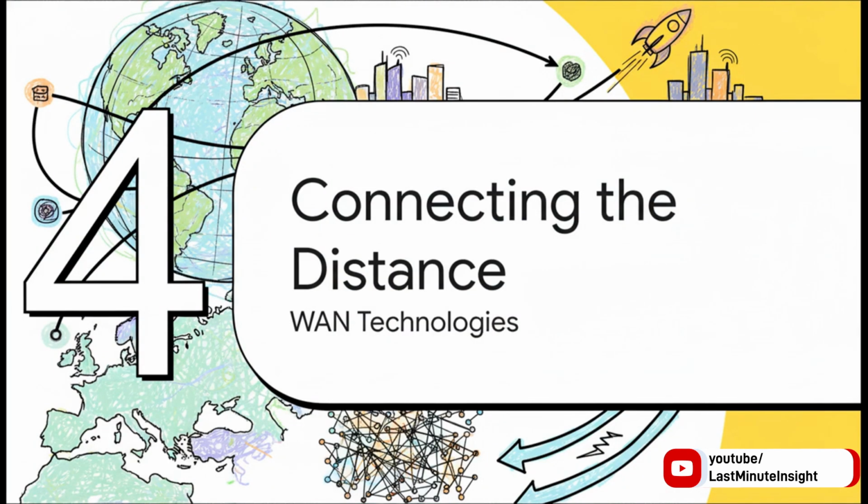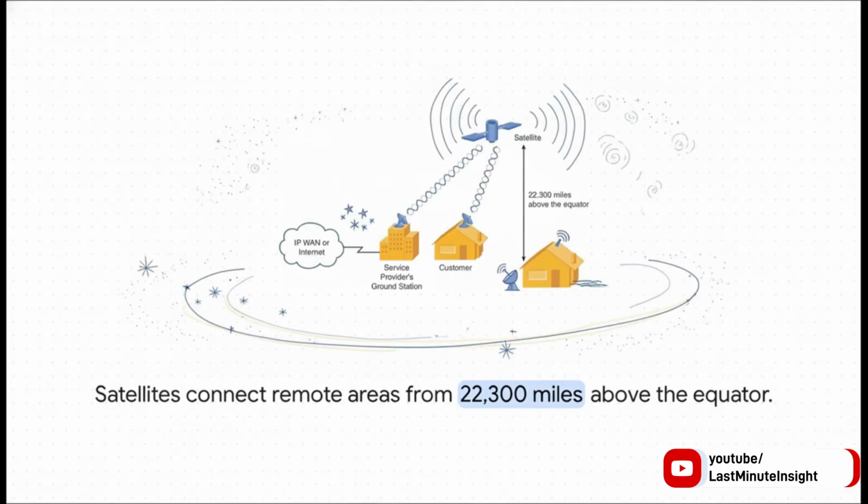All right, now that we understand the local blueprints, how do we connect networks across cities or countries or even the entire globe? Let's look at two technologies that solve this problem in very, very different ways. First up, satellite. When you literally can't run a cable, you can just beam the signal up into space.